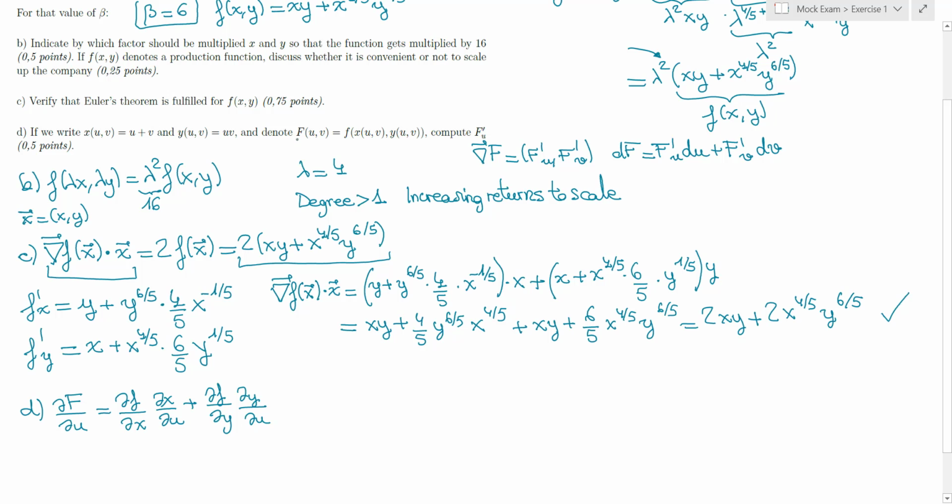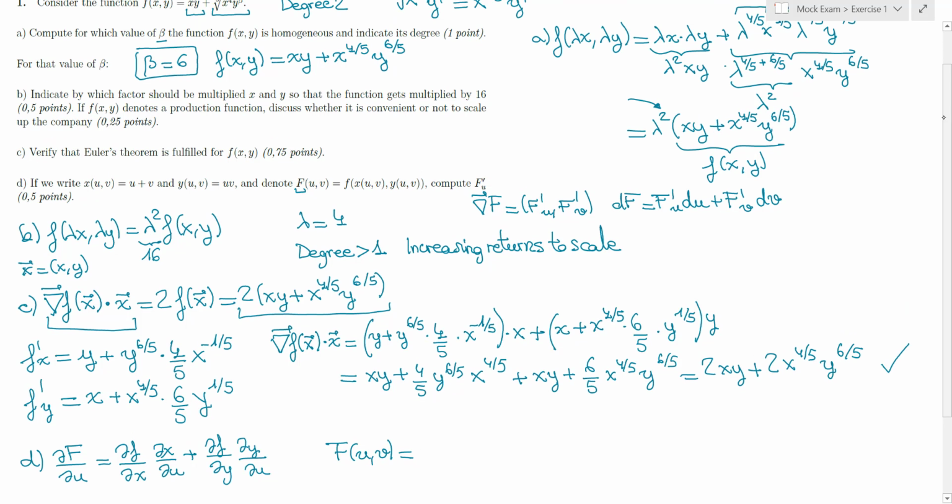So this function of u and v, I mean, the letter is different just because the functional form changes when doing the substitution, but it is essentially the same function. So f of u and v is the original function f, which is xy. x is now u plus v, and now we have y is uv, plus u plus v to the 4/5, and now uv to the 6/5.